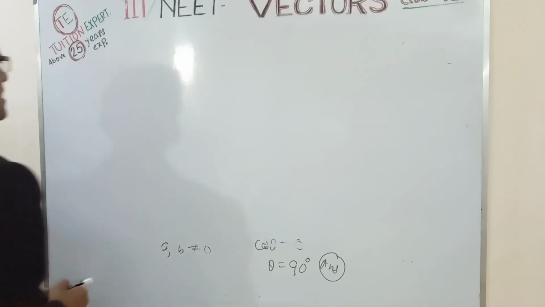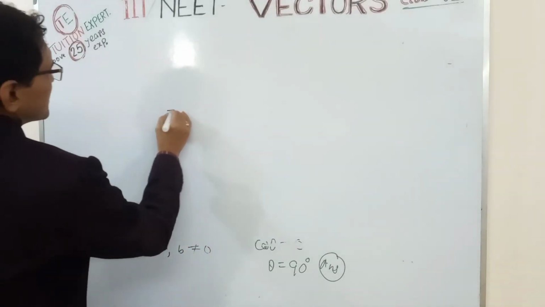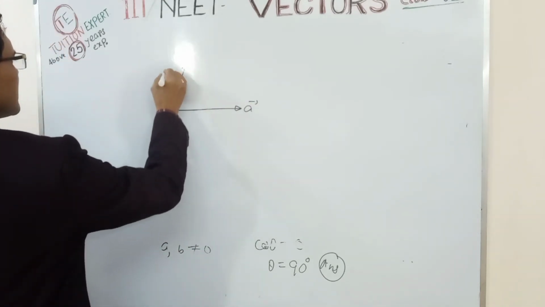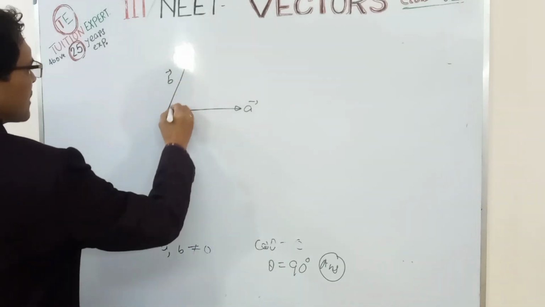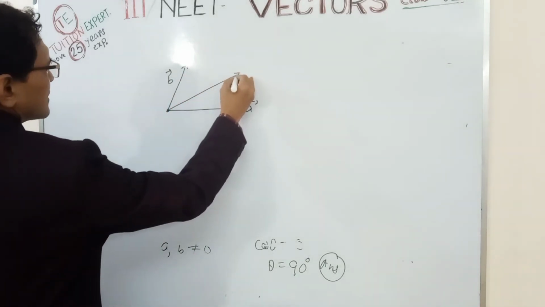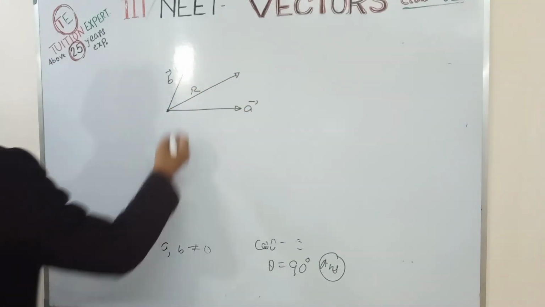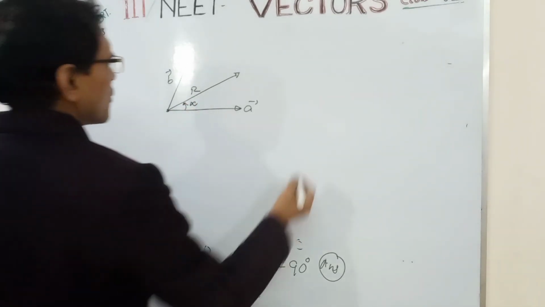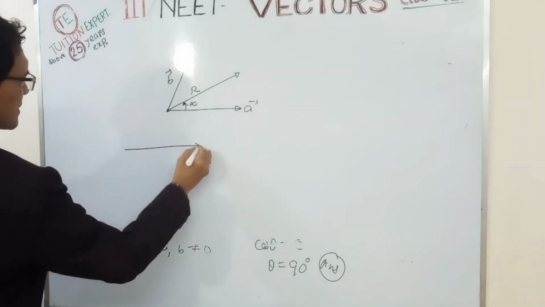Now let's discuss some concepts of the law of parallelogram. The law of parallelogram is: if A and B act at the same point, then the resultant becomes the diagonal. That is the diagonal. This is the resultant.